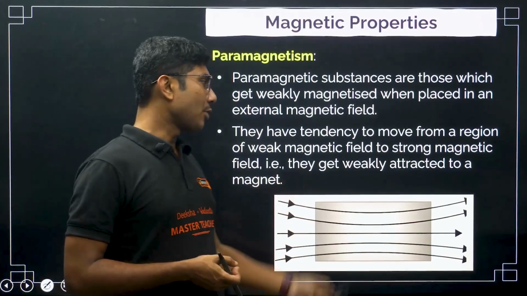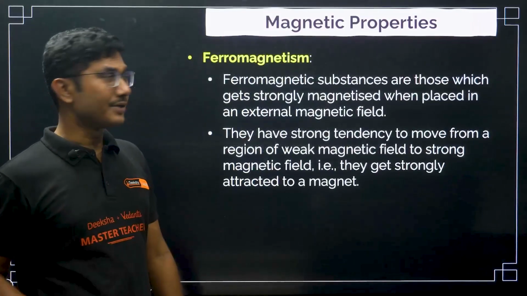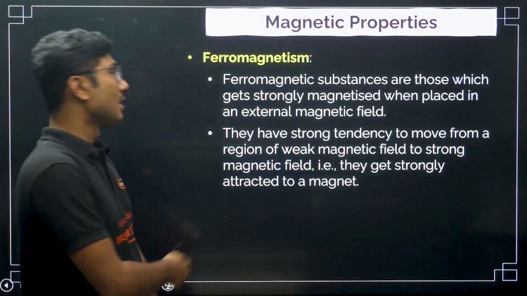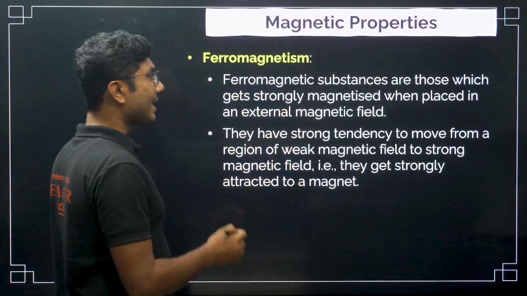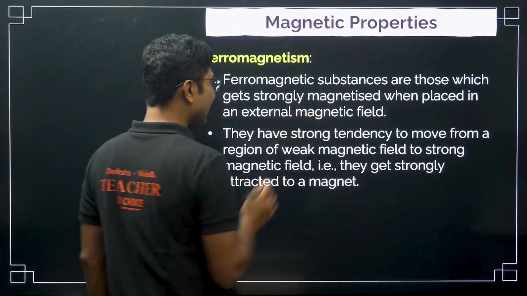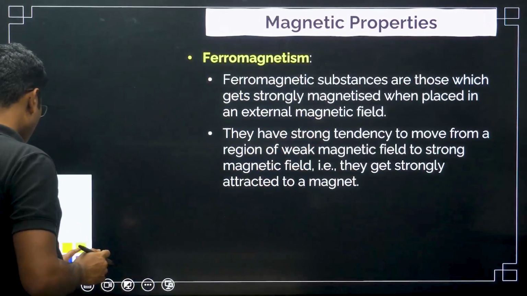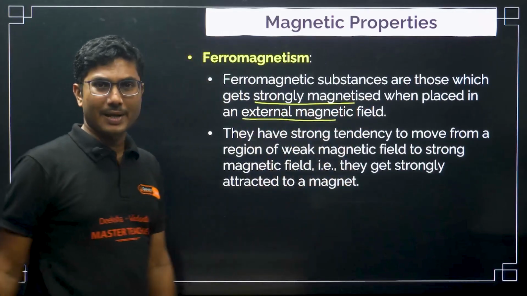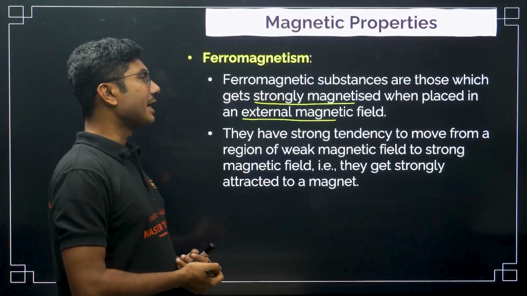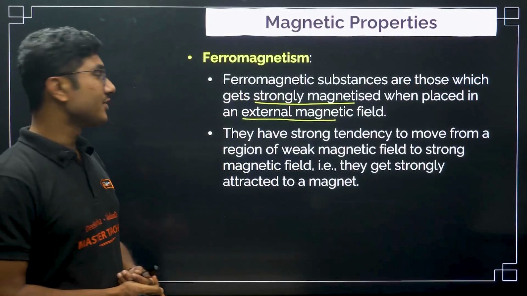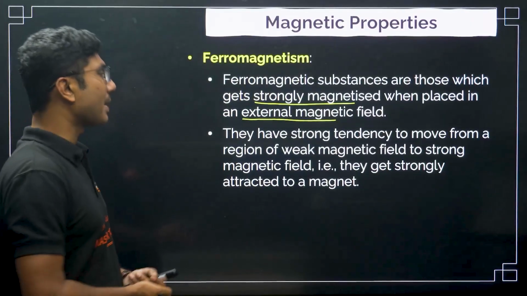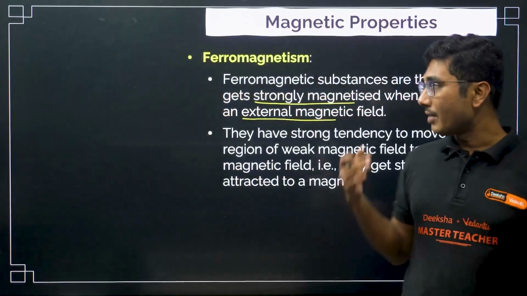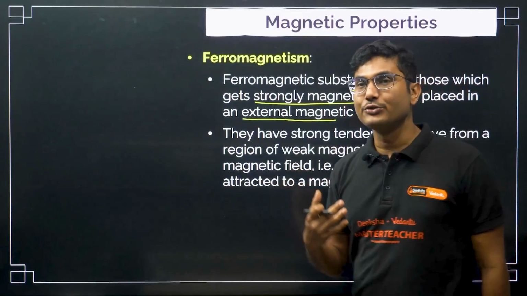Now the next property, which is very interesting, is ferromagnetism. Ferromagnetic substances are those which get strongly magnetized when placed in an external magnetic field. They have a strong tendency to move from a region of weak magnetic field to strong magnetic field, that is, they get strongly attracted to the magnet. So ferromagnetic substances are those which we use in magnets.